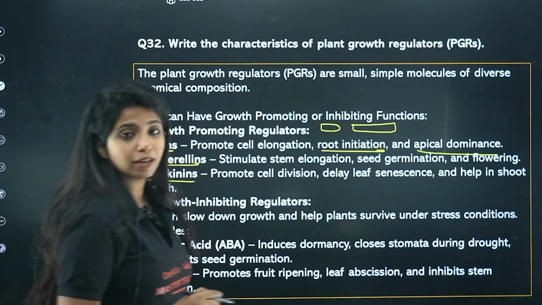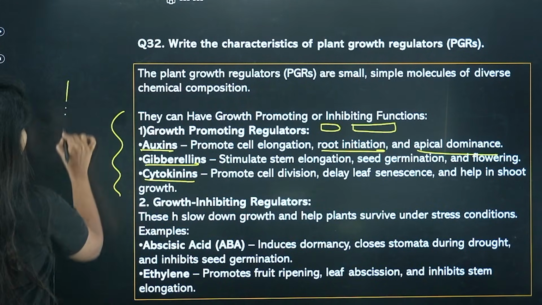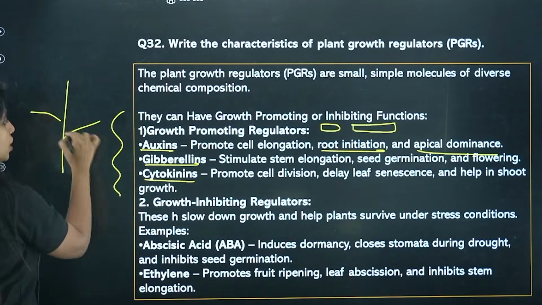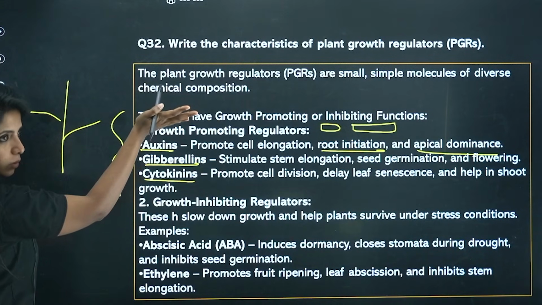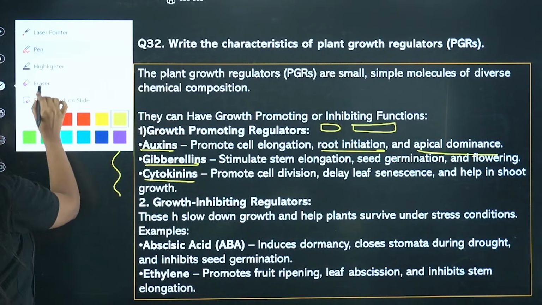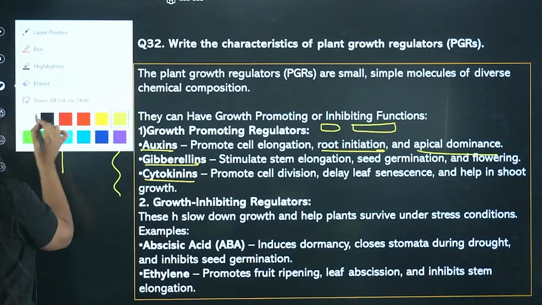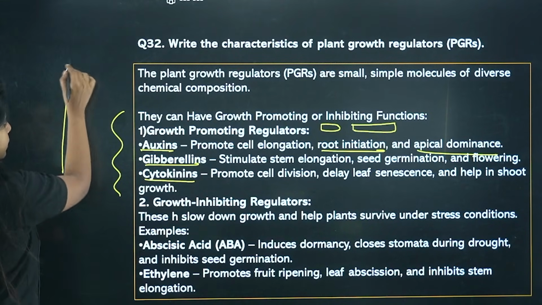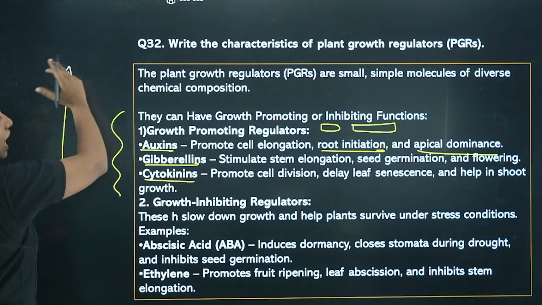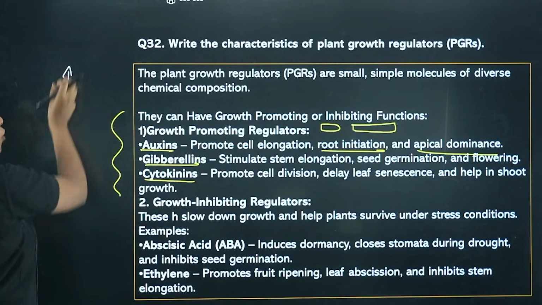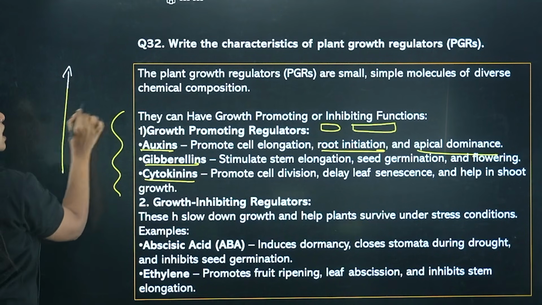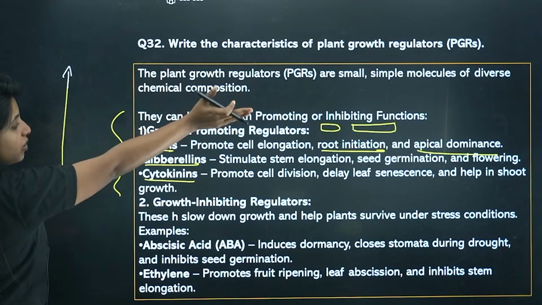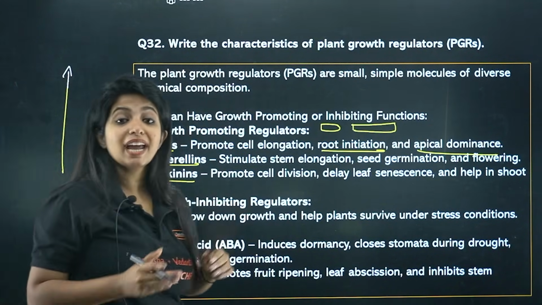What do you mean by apical dominance? Apical dominance means, my dear children, when you have branches, you call them lateral development. And when the plant is just growing like this, not allowing lateral growth, it grows like this. This is your apex. And when I am saying it is apically dominant, that means it is promoting this type of growth rather than the lateral growth out there. So auxin is responsible for apical dominance.